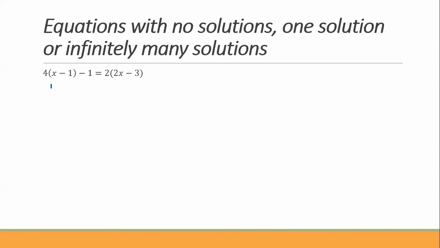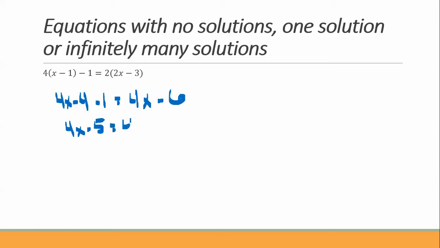So let's try this one. Again, we're going to distribute. We have 4x minus 4 minus 1 equals 4x minus 6. Combine like terms on this side. We have 4x minus 5 equals 4x minus 6.